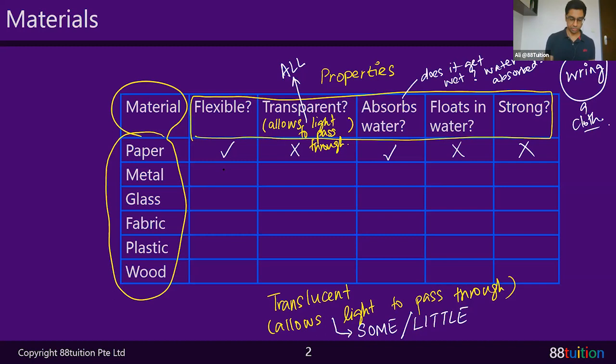Metal, usually not flexible, right? It's like your metal spoons, metal fork. They are very, very stiff. You cannot just bend them and put them through anything. Transparent, metal? No. Absorb water? No. Float in water? Depends on density. Remember, floating in water is about density. If it's denser than water, it will sink. If it's less dense than water, it will float. Is it strong? Definitely, metal is so strong. How many of you use a paper fork and spoon at the food center and then you try to poke your chicken and mutton and it always breaks?